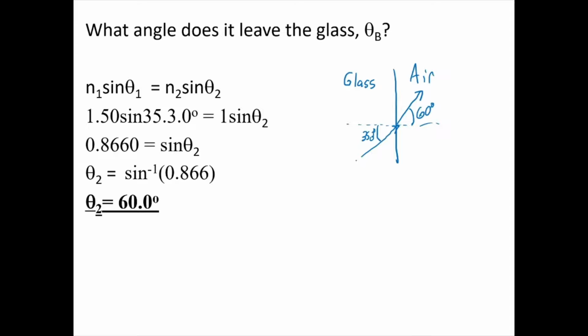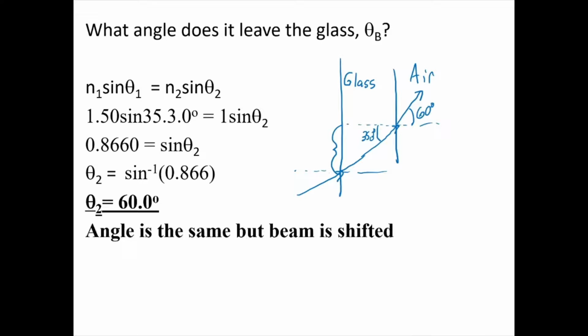But it shifted. If you remember from the picture before, when it came into the glass, it was over here. It actually got shifted a little bit. And sometimes you can actually see that when you look through glass at certain angles, that things seem to be moved over a little bit from what they really are, especially for really thick glass like we saw with the polar bear. So the angle is the same, but the beam gets shifted over.